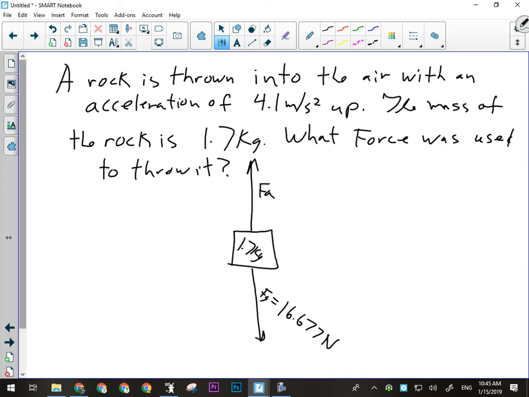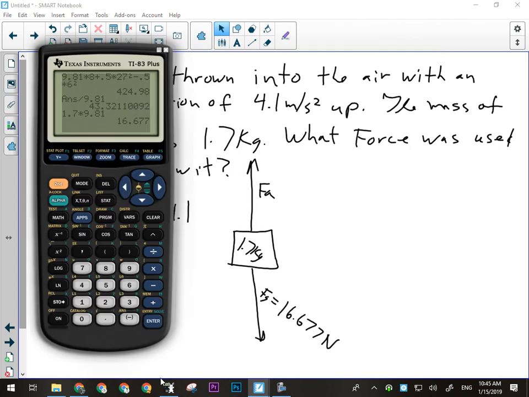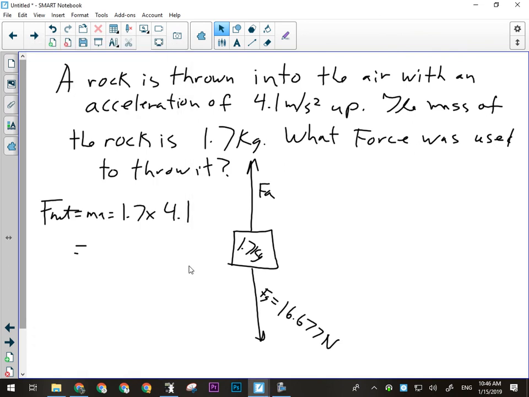So we have this applied force, but we don't know what it is. That's the one we're looking for. And we have the force of gravity. Is there something else I can calculate right now with the numbers I was given? I can calculate net force because I was given mass and acceleration. So I'm going to go F net equals m times a. That'll be 1.7 times 4.1 meters per second squared. So my net force is 6.97 newtons.